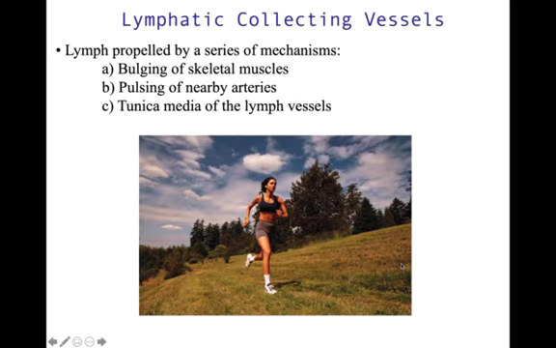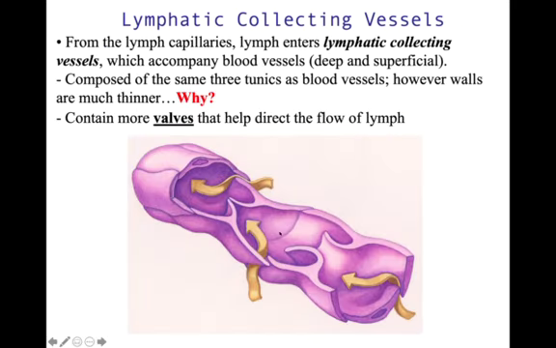All right. So how do we get lymph to travel through your lymphatic collecting vessels if there is very little pressure? Well, we need mechanisms to do that. One of them is what? Well, remember that these lymphatic collecting vessels accompany the blood vessels. They travel along your arteries. They travel along with your veins, right?